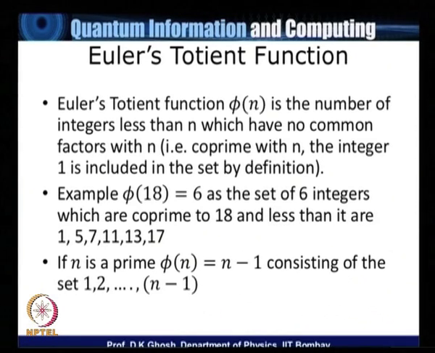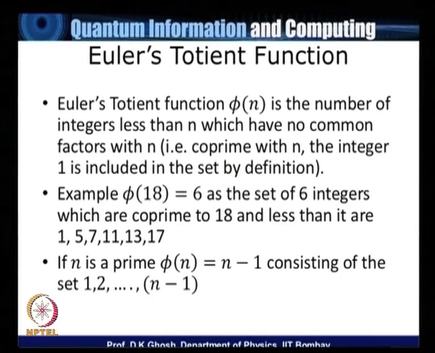As we explained last time, Euler's totient function phi of n is the number of integers which are less than the argument of the function, namely n, which have no common factors with n. One uses the phrase saying which are co-prime with n. And as an example, I showed you how phi of 18 happens to be equal to 6, because there is a set of 6 integers which have no common factors with the number 18, and these are 1, which by definition is a member of the set, 5, 7, 11, 13 and 17.